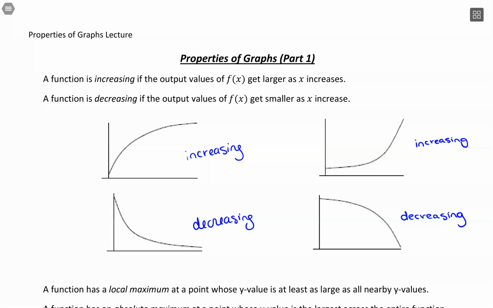So this is going to occur over an interval. We're going to use interval notation to describe what parts of the graph are increasing versus decreasing. To know where it's increasing versus decreasing, think of this reading left to right, and then what's happening to the outputs. Are they getting bigger or smaller?